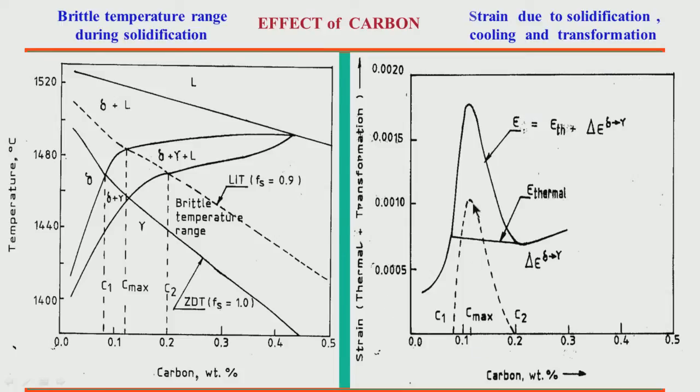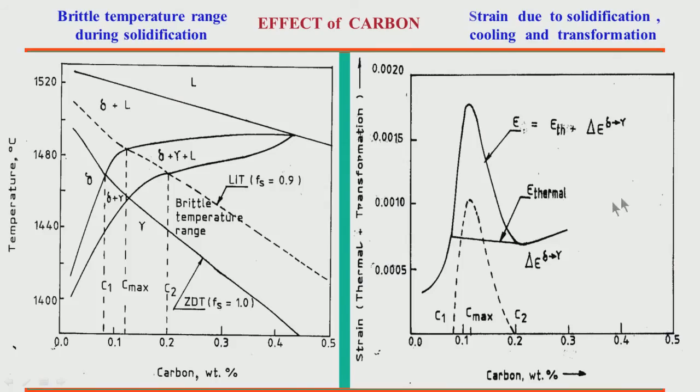So, that is why at Cmax this transformation strain is maximum, at C1 it is coming down, and less than C1 it is 0, and again it is coming down from Cmax to C2, and above C2 again it is 0. And this one is the thermal strain. Thermal strain initially at delta solidification is very low, slightly increasing, and then above 0.2 it is again increasing, because the temperature difference between liquidus and actual solidus increases because of 2 factors.